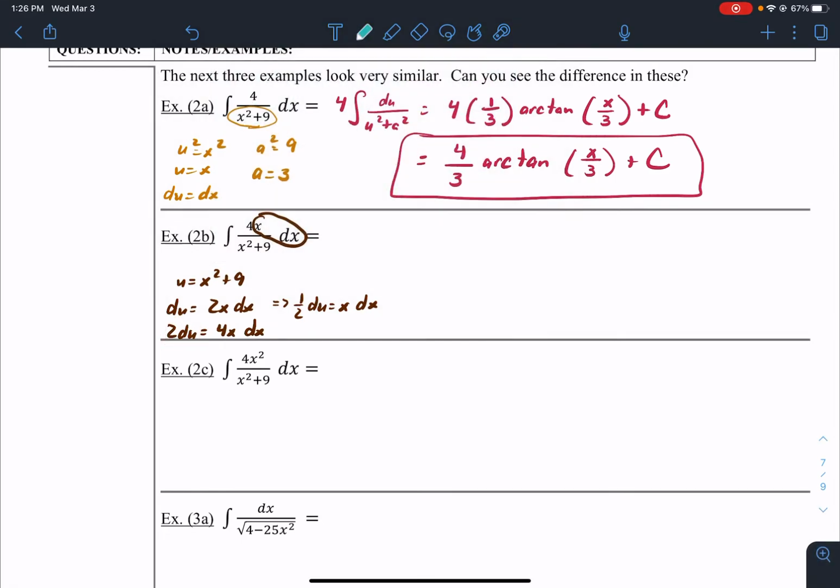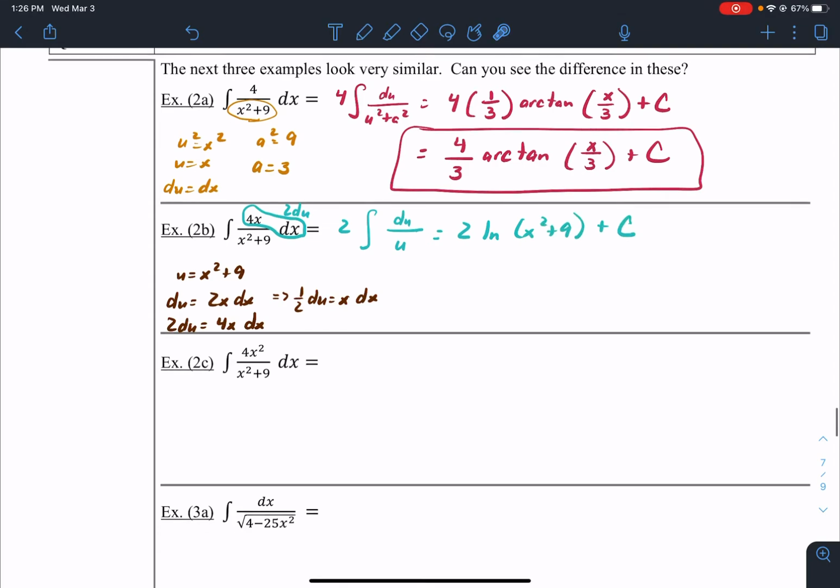So we're going to set this up. I'm going to erase that circle there. All of this is going to get replaced with 2 du. So I've got the 2 on the outside, du, and then u is on the bottom. That's a natural log. So I've got 2 natural log of x squared plus 9. Remember, the absolute values are not required because I have always a positive value here. This is x squared plus 9. All of that is going to be positive no matter what. You could use absolute value, but you don't have to.